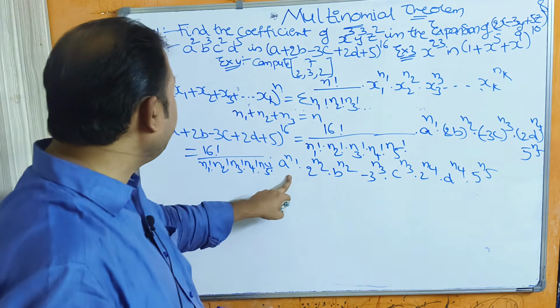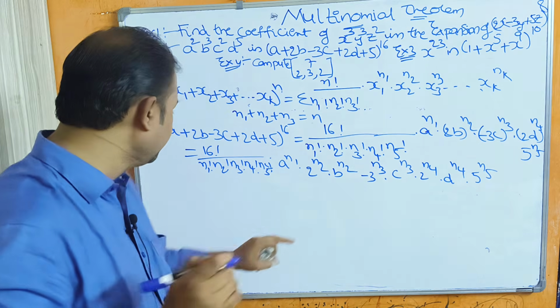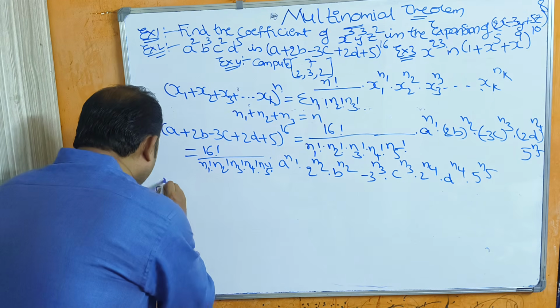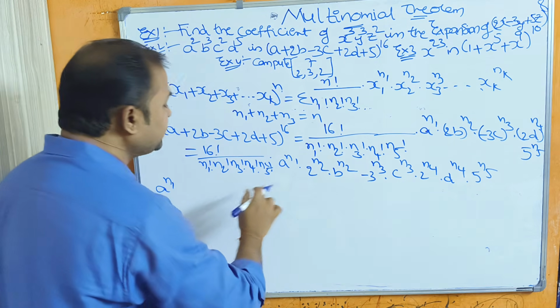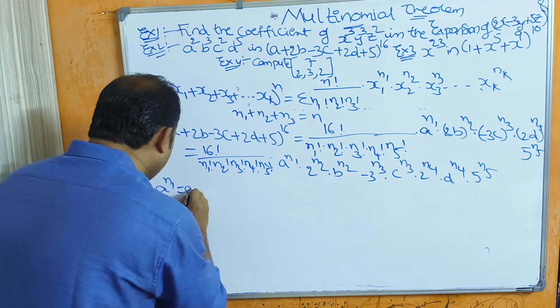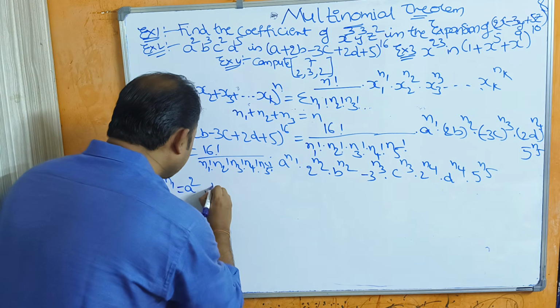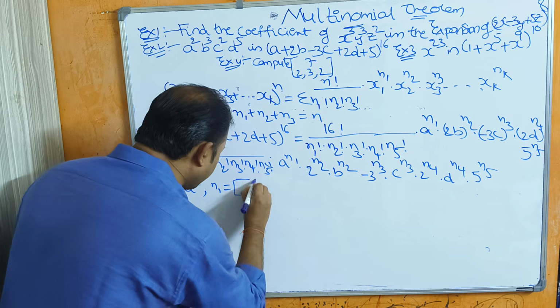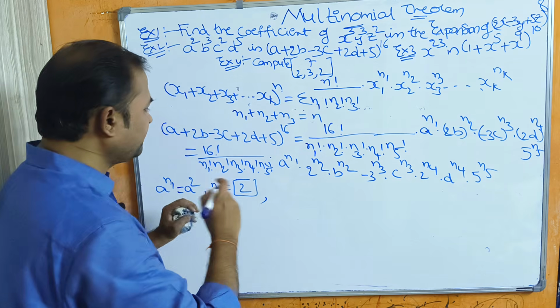Now we can equate a square and a power n1. So we can equate these two. Why? Because we need to find out the coefficient of a square. So a power n1 is equal to a square, so we can write n1 as 2. n1 equal to 2. So that is the n1 value.